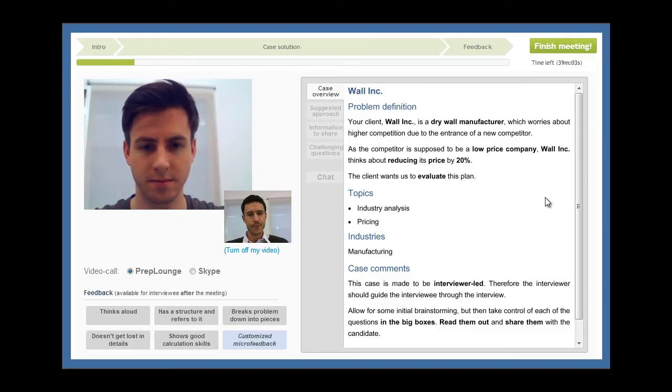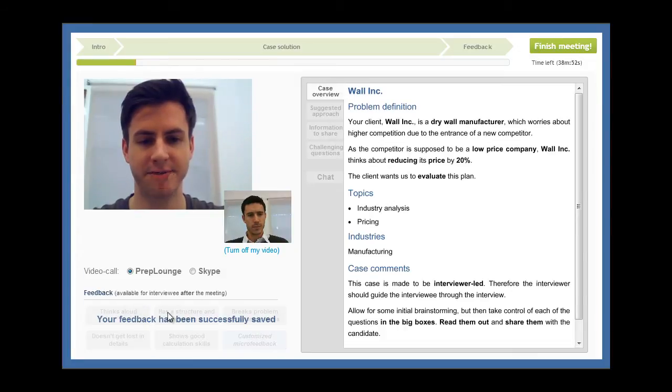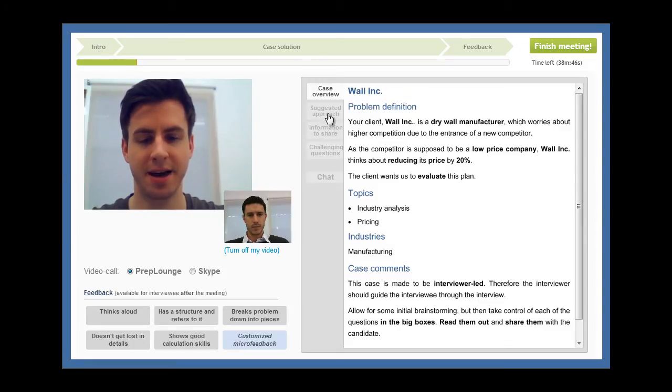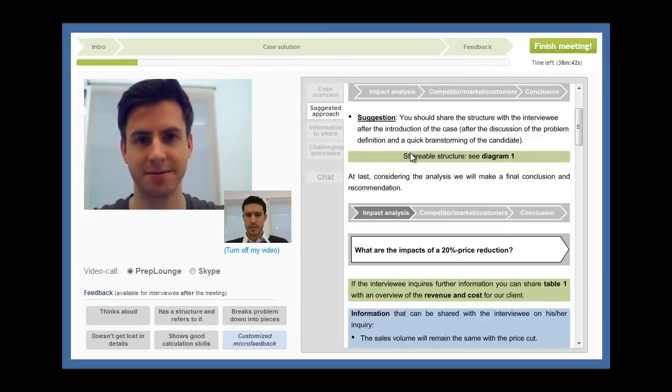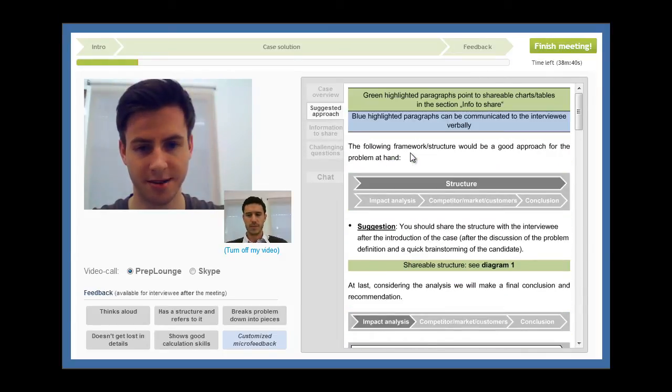I think that's pretty clear. So let me just recap the situation. A competitor is entering the drywall market, and our client is afraid of their low price strategy. Now, the plan is to reduce our price in order to stay competitive, and our task is to evaluate whether they should do it or not. That's correct. Great.